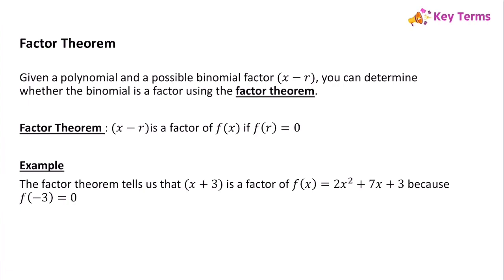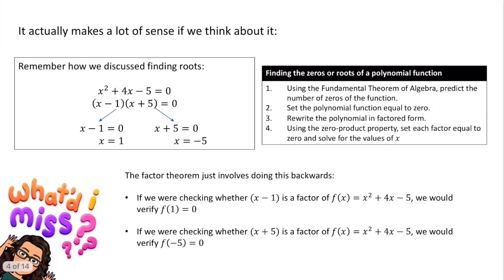So the factor theorem tells us that given a polynomial and a possible binomial factor x minus r, we don't know that x minus r is a factor. We can determine whether it's a factor using the factor theorem. The factor theorem tells us that x minus r is a factor of f of x if f of r equals 0. So for example, we can say that x plus 3 is a factor of f of x equals 2x squared plus 7x plus 3, because if we plug in f of negative 3, we'll get 0.